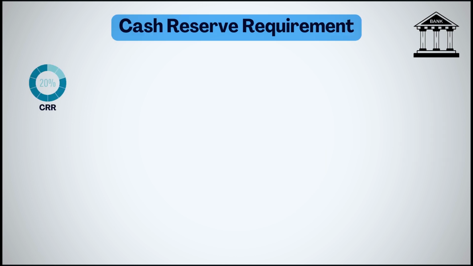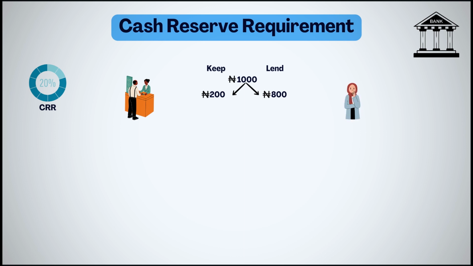This is an example of how the cash reserve ratio works using a 20% reserve requirement. Let's assume you deposit 1,000 naira in your bank. Your bank keeps 200 naira of it to meet its reserve requirement but lends 800 naira to Mrs. BC. She uses the money to buy a car.